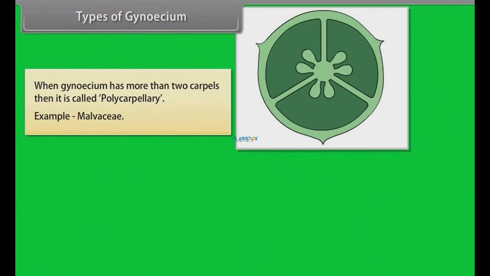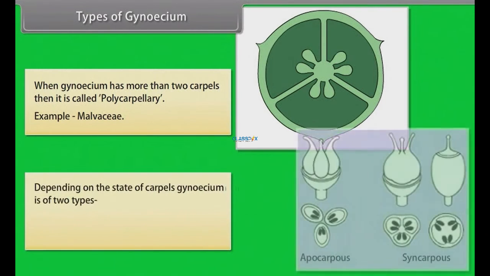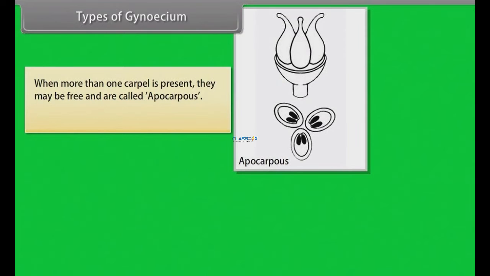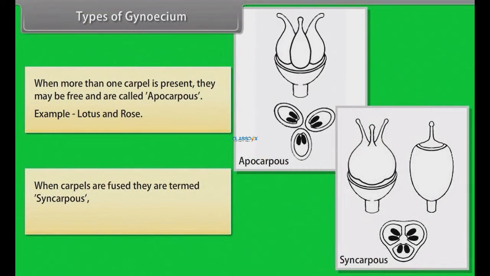Example: Malvaceae. Depending on the state of carpels, gynoecium is of two types: apocarpous and syncarpous. When more than one carpel is present, they may be free and are called apocarpous. Example: lotus and rose. When carpels are fused, they are termed syncarpous. Example: mustard and tomato.